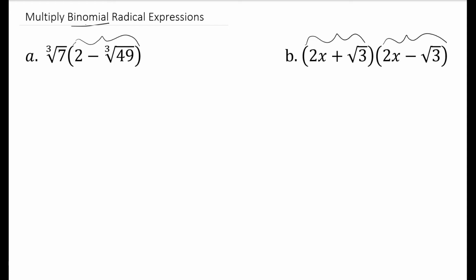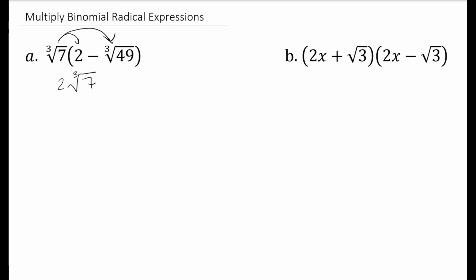So in order to multiply with binomial radical expressions, you're simply going to follow the same rules of multiplication and the multiplication properties of radicals. So you're going to be distributing this just like you normally do with numbers. Now we have the cube root of 7 times 2. If you want to multiply a whole number with a radical, you simply put the number and the radical together like this. So this will be 2 cube root of 7. That's how you multiply those two together. You cannot multiply the 2 inside because the 2 doesn't have a radical.